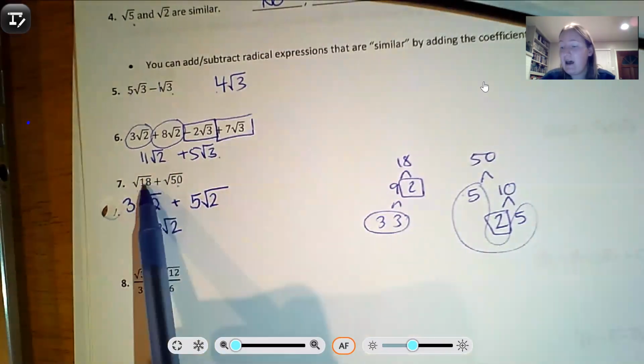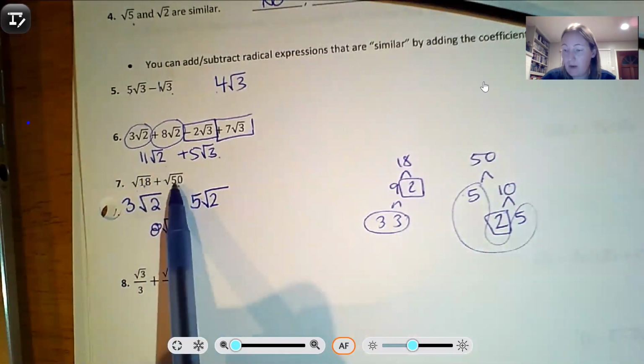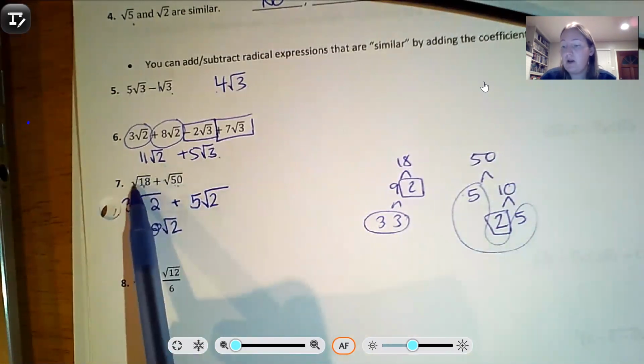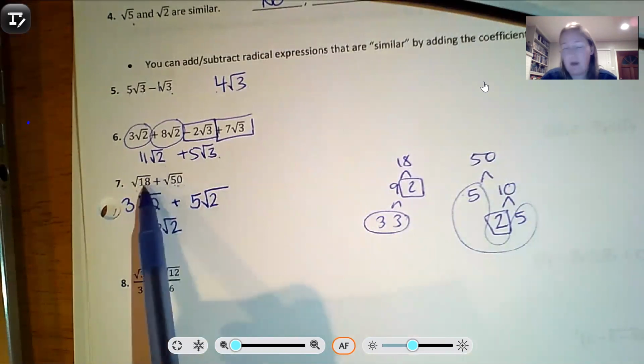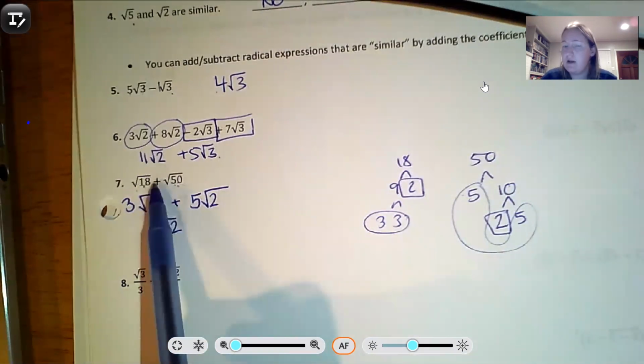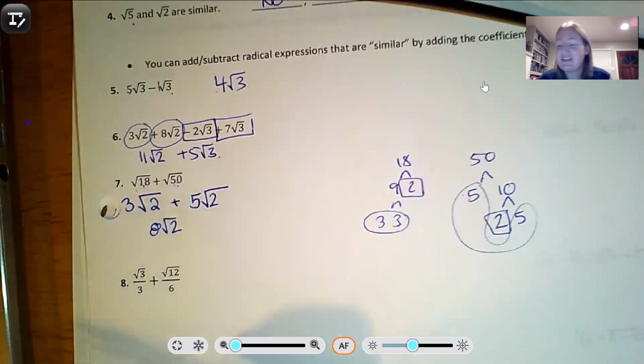And again, you cannot add the contents underneath the radicands and put it under one root because it only works for factors, not a product. Sorry, not sum or difference to combine.